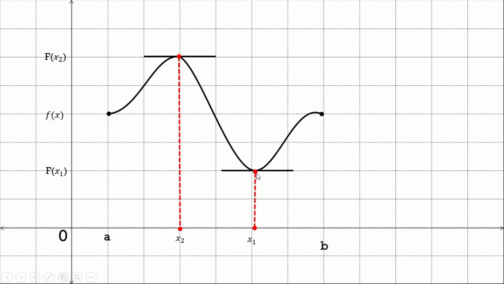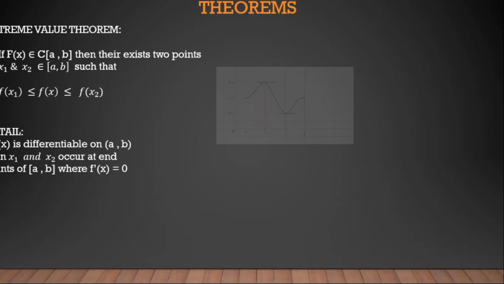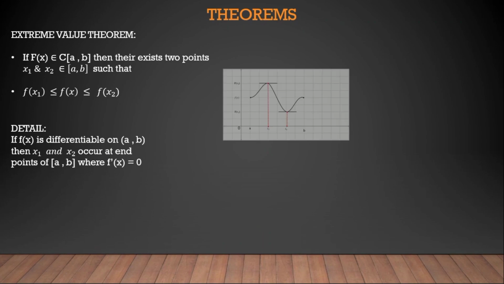So there is this relationship. With the extreme value theorem, you have 2 points within the interval, and at those 2 points, the upper bound and the lower bound exist within that interval. Okay, so I hope that clears out a few cobwebs when it comes to the extreme value theorem.